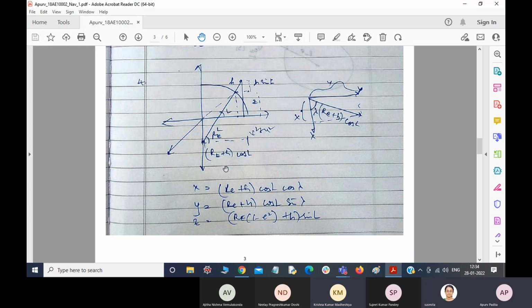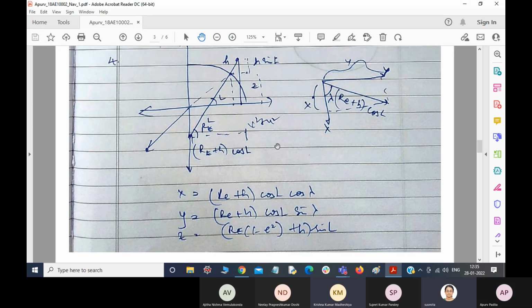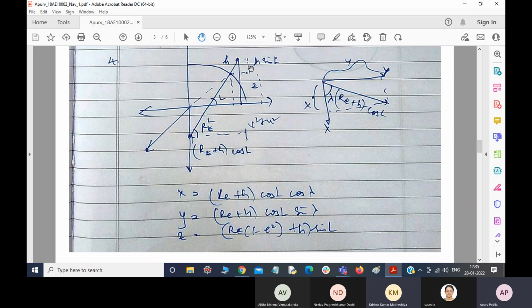You just show me the equations. This one. You need to show this. What did you do? Show me the steps. I just wrote the separations here. So if this is H sine L, this is RE plus H cos L. Then when this is lambda, this is RE plus H cos L.